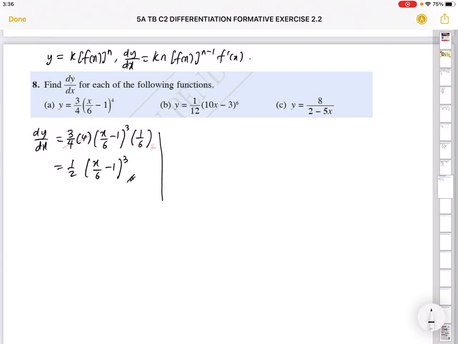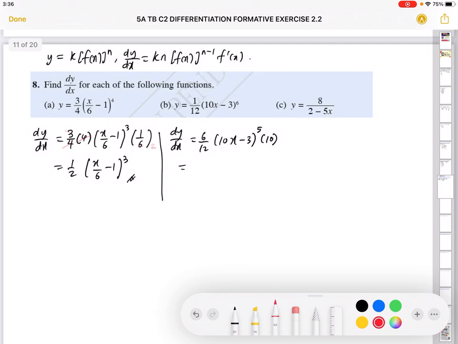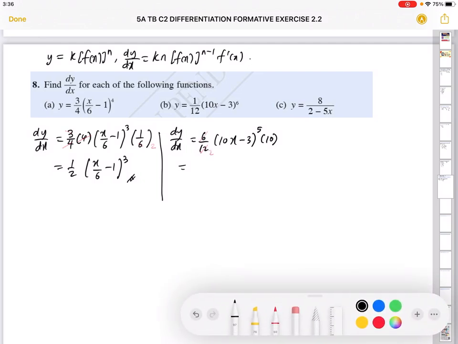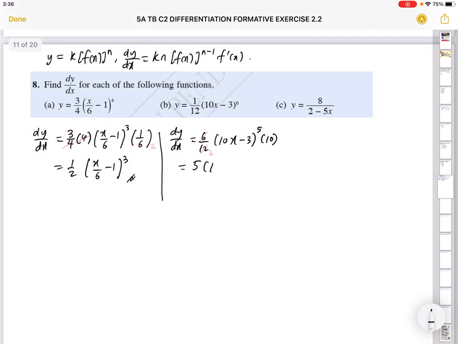For b, dy/dx, let's take 6 times 1 over 12. Maybe I write 6 over 12. (10x minus 3), reduce the power by 1, 5, differentiate 10x, I get 10, right? Now this will be half, and 10 divided by 2 is just 10 times a half, which is 5, with (10x minus 3) power 5. So in the event that the bracket is above, we use this formula.